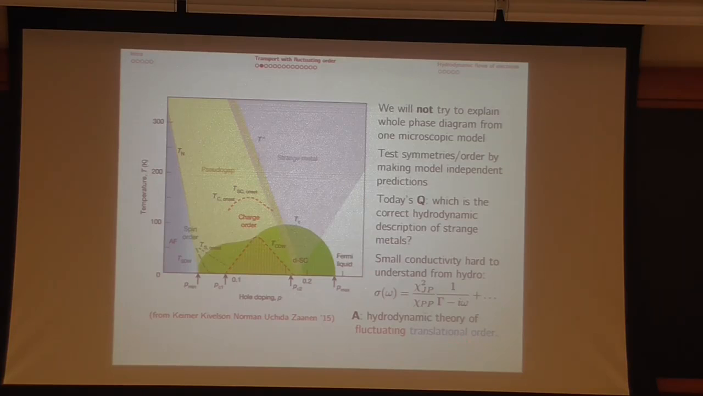And so our claim that I'll try to explain is that the correct hydrodynamic description is one of fluctuating translational order. What I mean by this is that translational order means that momentum is spontaneously broken, and fluctuating means, like in the superconductor, that I allow for topological defects. So with spontaneous symmetry breaking come compact bosons, and they can have defects. Good, so I'll try to present.